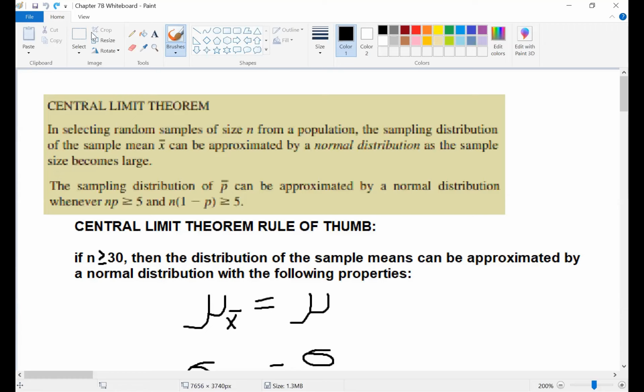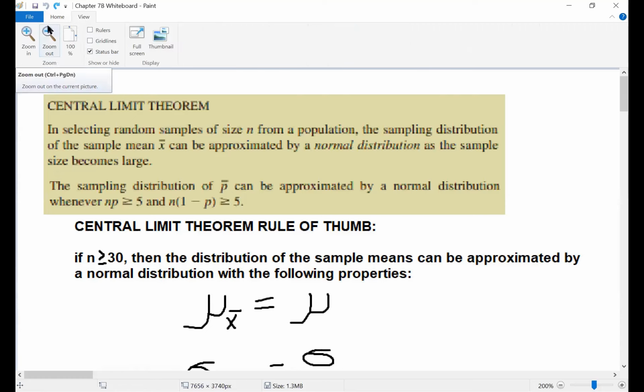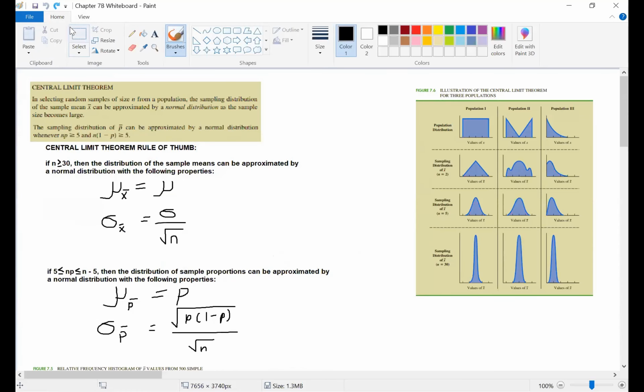Okay. Now, that's the formal definition. Here on the right-hand side, you'll notice this is out of the textbook, but it's a really good illustration, so I thought I would show it in class. We have three different populations and their distributions are all over the place. One of them is the uniform distribution.